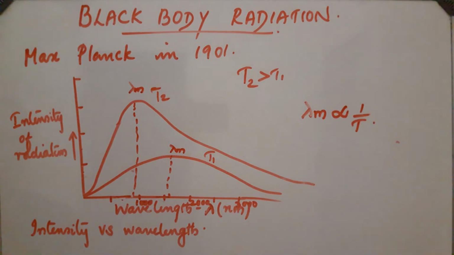So Planck's quantum theory can also explain the distribution of intensity of radiation from a black body as a function of lambda at different temperatures.